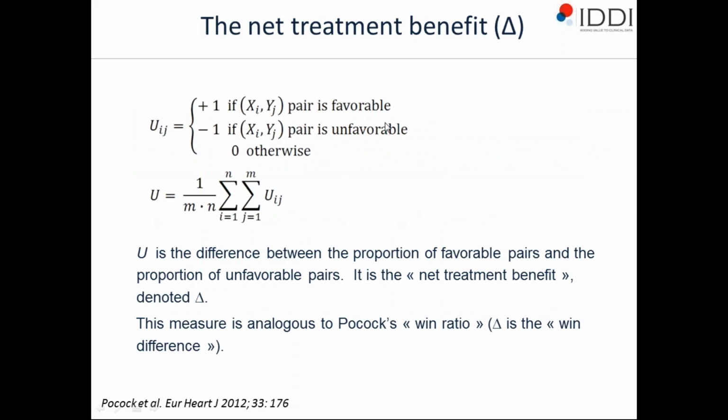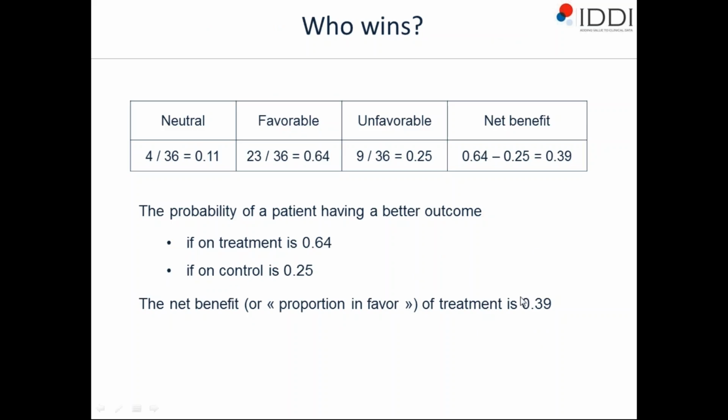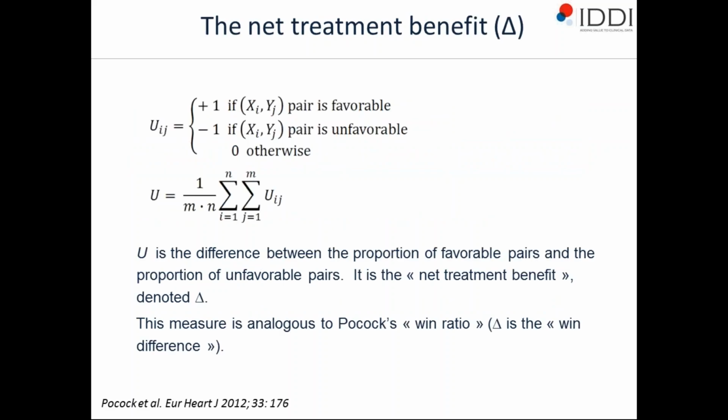And so this is a measure of treatment benefit that's a probabilistic measure. There is a 39% net chance that a patient who receives the treatment will do better than a patient who receives the control.